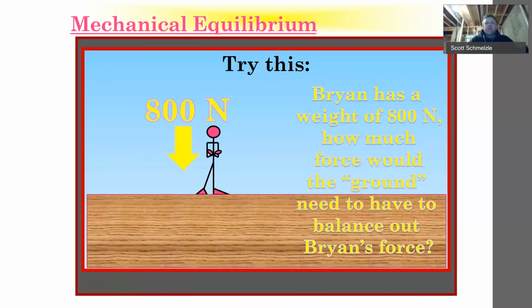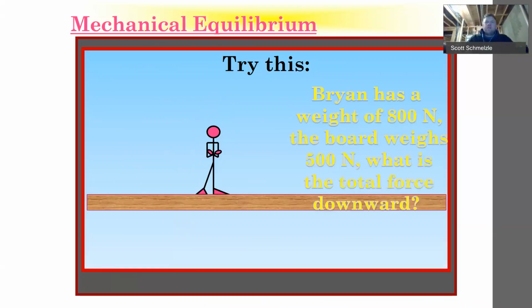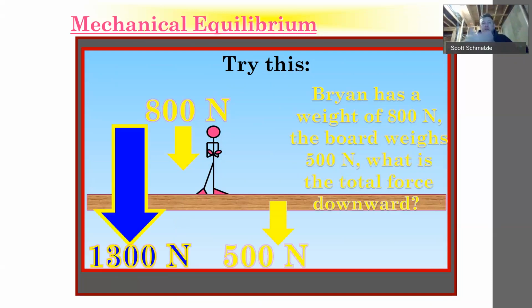If he's pushing down with 800 onto the ground, then the upward force should be exactly the same at 800. Not trying to trick you, not trying to fool you, just trying to make sure that we get this first beginning base layer of concept down. So what happens if the board weighs 500 newtons? What is the total downward force? Once again, if it's all acting in the same direction, we can add it together. So the total downward force would be 1,300 newtons.